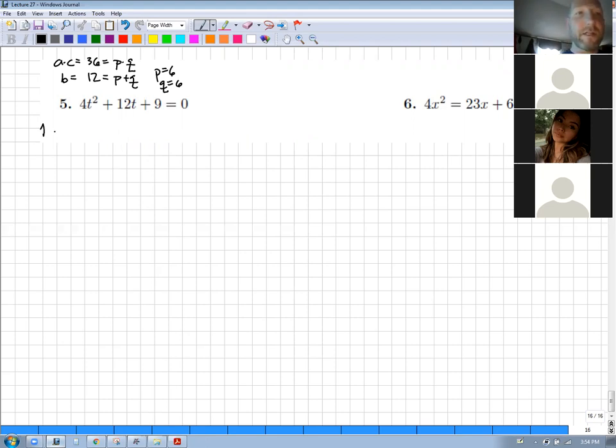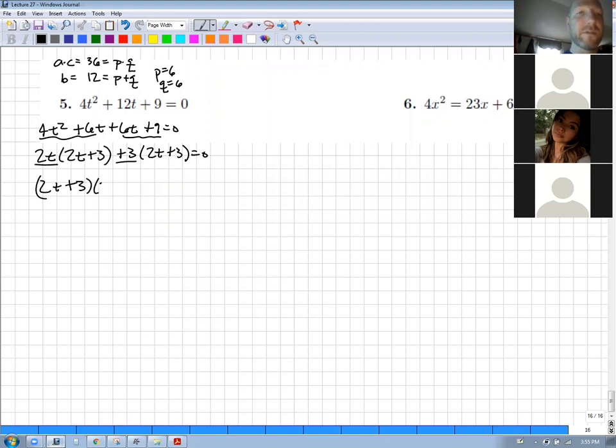So we'll rewrite 12t as 6t plus 6t. So here we could factor out a 2t. So we have a 2t plus 3. Here we'll factor out a 3 and get a 2t plus 3 again. So now we have a 2t and a 3, both times 2t plus 3. So these are the same thing here, right? So t would be a negative 3/2. And it shows up twice, right?